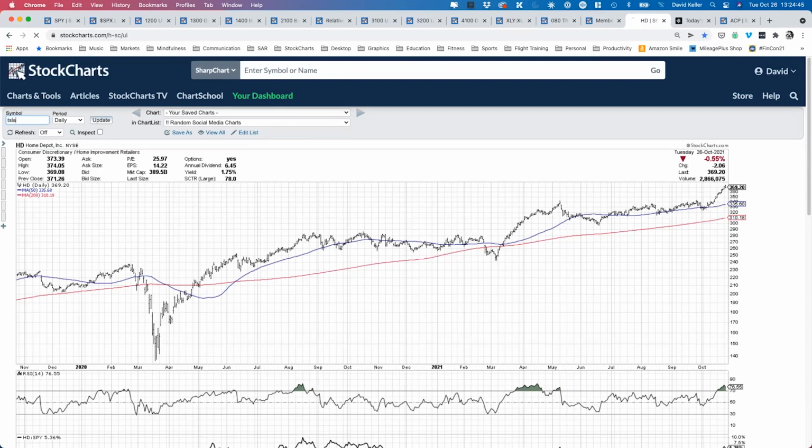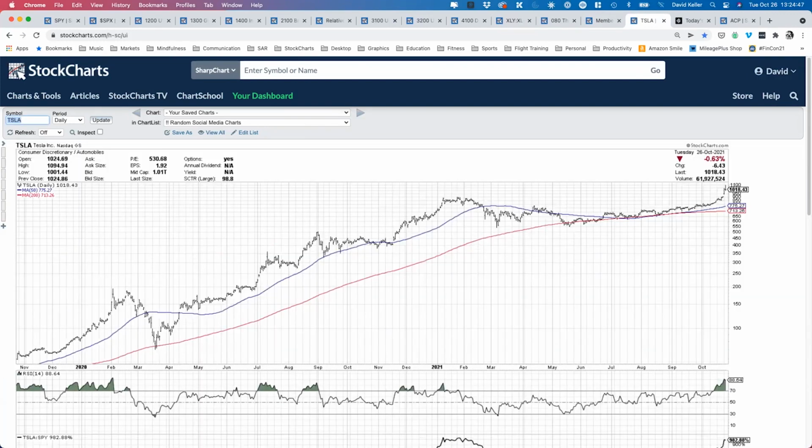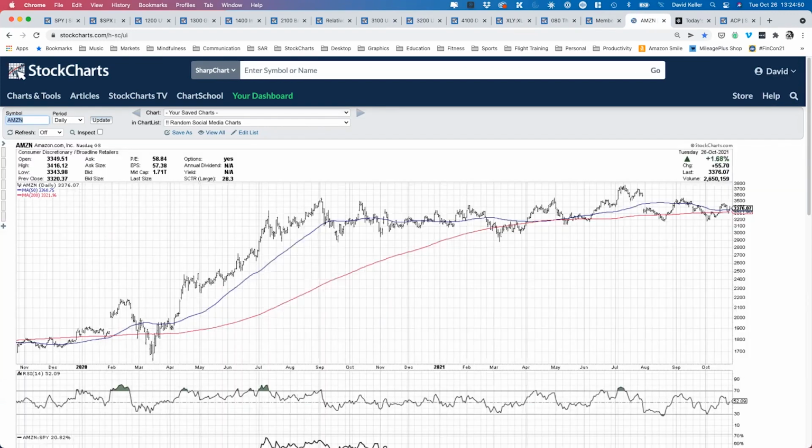So that's the chart of Home Depot. This is the chart of Tesla. So those two stocks, along with Amazon, which granted is not nearly as attractive as those, but has had a nice rally in the last couple of weeks overall. Those three stocks are almost 50% of the XLY. So if they're doing well, the sector as a whole does pretty well too.